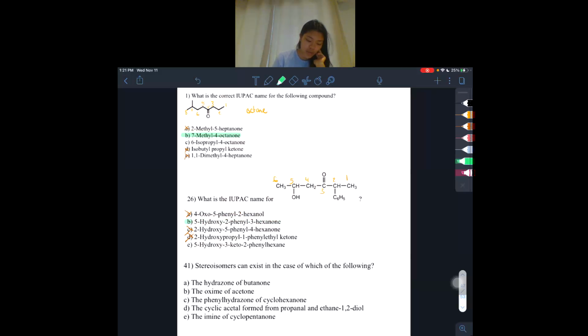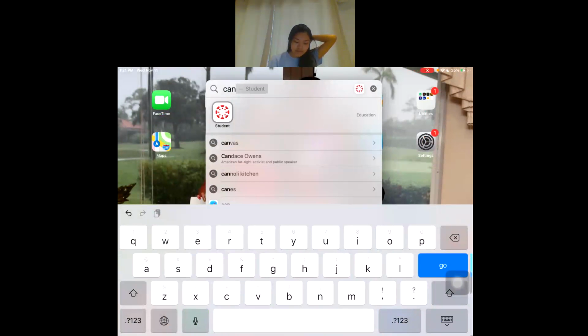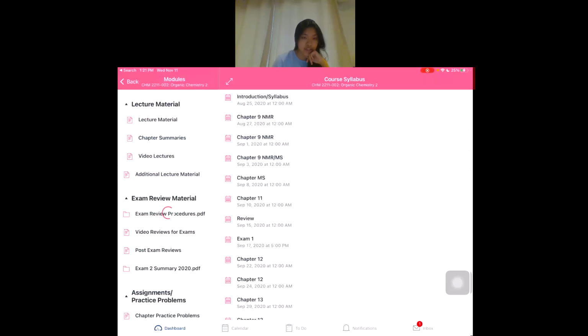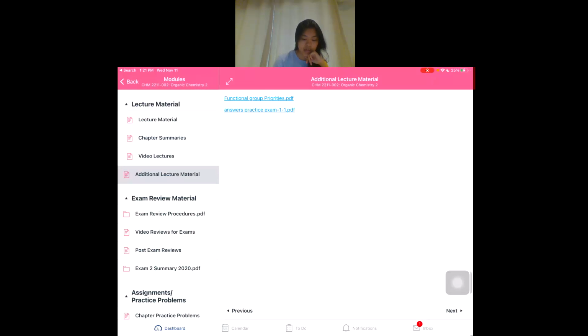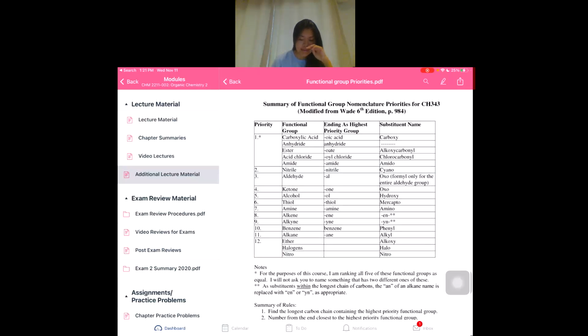So definitely just review that functional group priority list. I can show it to you guys really quick. Let me pull up Canvas. If you go to his page, underneath modules, it is underneath additional lecture material, and it is functional group priorities. And right here, he gives you the ending as a highest priority group, and he kind of puts it in a nice, neat little sheet for you guys. So definitely know this and remember these.